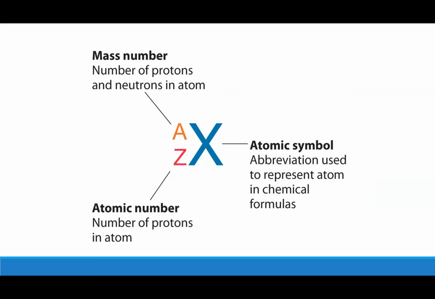We often write the atomic number, mass number, and atomic symbol in a nuclear symbol notation. The atomic number Z is written as a subscript on the left of the atomic symbol, and the mass number A is written as a superscript on the left of the symbol. From the nuclear symbol notation, we can figure out the number of protons, neutrons, and electrons in an atom.